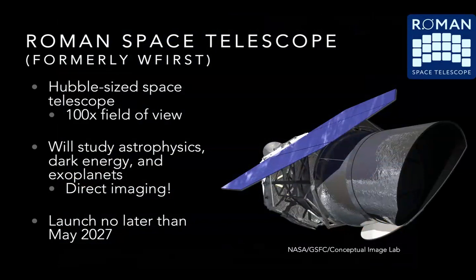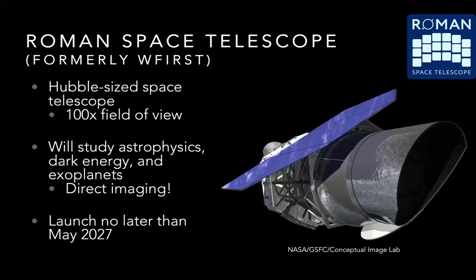So in her honor, they named WFIRST after her: the Roman Space Telescope. Same size primary mirror as Hubble, 2.4 meters, but it has 100 times the field of view because one of those spy agencies nicely donated it to us. So rather than looking down and spying on your newspapers, it's now looking up, or will be in a few years.